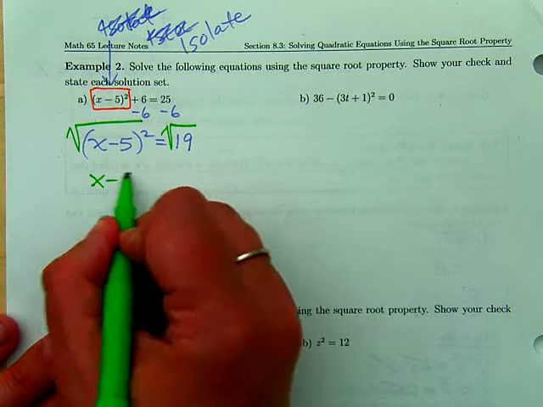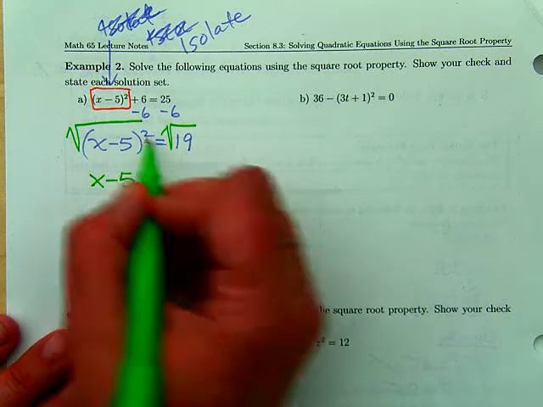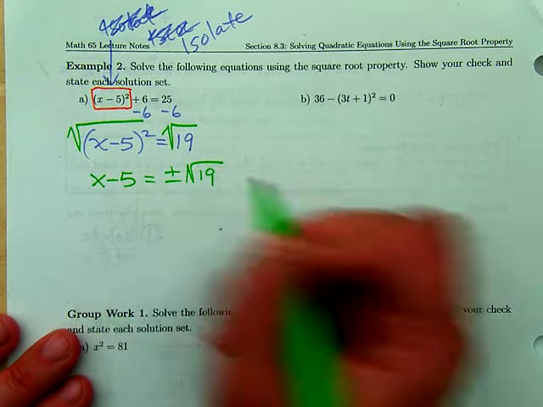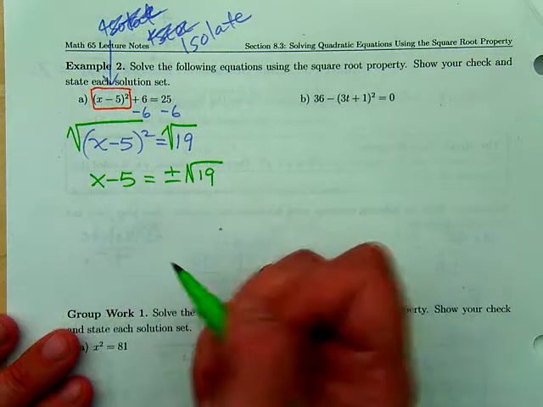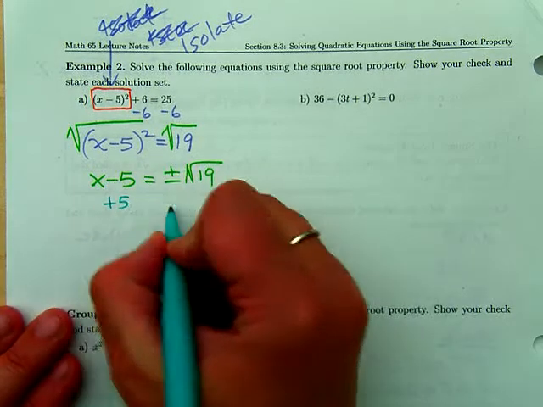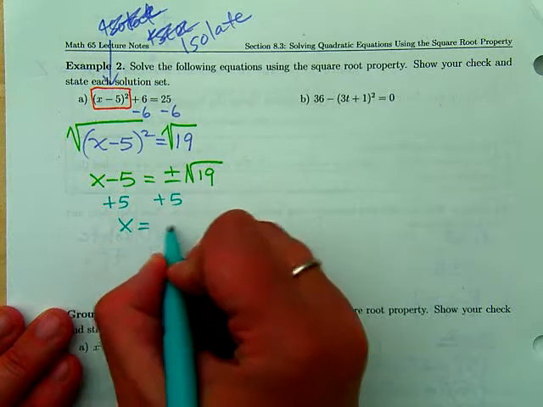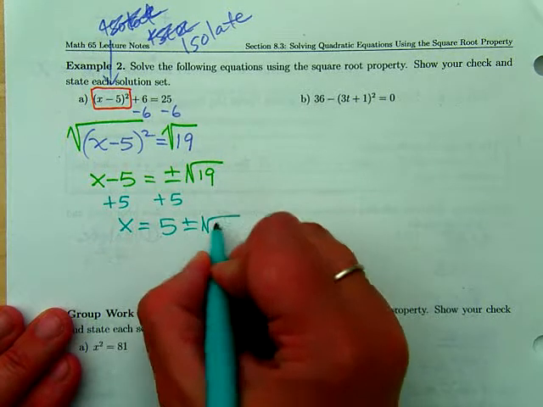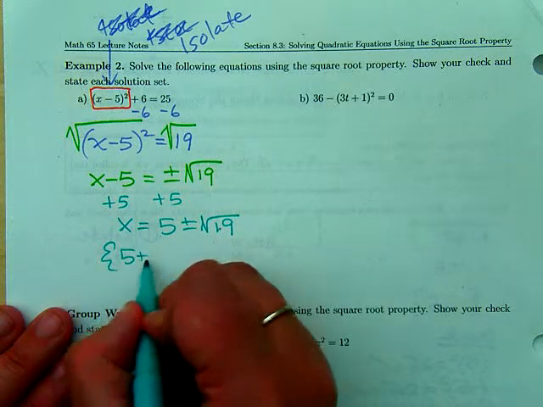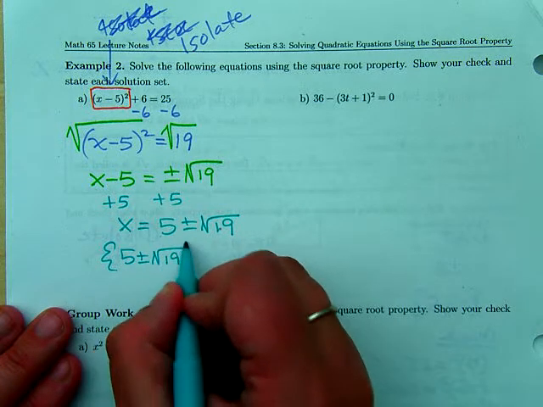So we get x minus 5, because the square root undoes the square, equals plus or minus square root of 19. Okay? 19 again is prime, so it's not a perfect square. It cannot come out of the radical. So what are we going to do to get x by itself? Yeah, add 5 to both sides. x equals 5 plus or minus radical 19 is our solution.